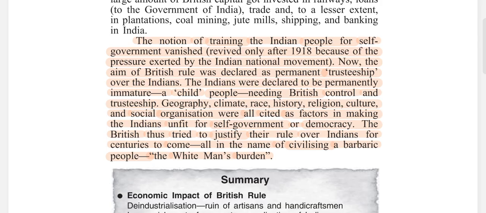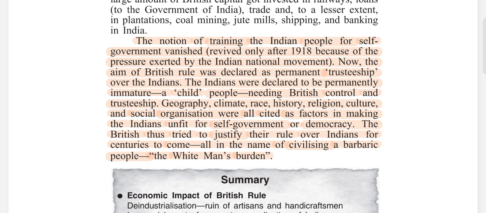The Indians were declared to be permanently immature, a child people needing British control and trusteeship. Geography, climate, race, history, religion, culture, and social organization were all cited as factors in making the Indians unfit for self-government or democracy. The British thus tried to justify their rule over Indians for centuries to come, all in the name of civilizing a barbaric people, the white man's burden.